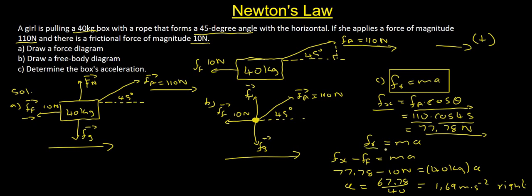Then we said Fr equals ma, which is mass multiplied by the acceleration. All the forces acting are the x component minus the frictional force. Since going to the right is positive, it's positive Fa x, then negative Ff, which is the frictional force, equals ma. Then we did substitution, which is 77.78 minus 10 Newton, all equal to 40 kg multiplied by a. Then 77.78 minus 10, all divided by 40, we got 1.69 meters per second squared to the right.